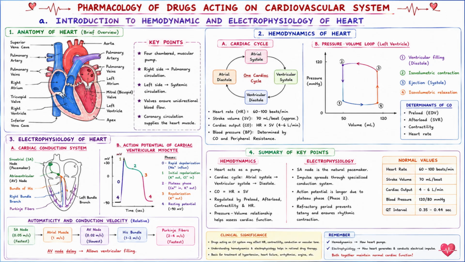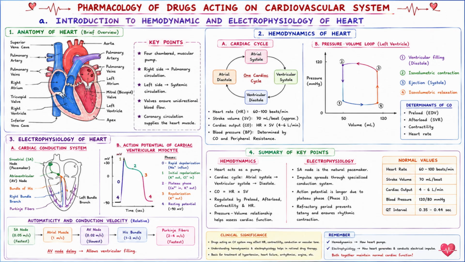Now let's understand hemodynamics. Hemodynamics is the study of blood flow and the forces involved in circulation. The cardiac cycle consists of 2 main phases: systole and diastole. Systole means contraction of the heart, while diastole means relaxation of the heart. A normal heart rate is about 60 to 100 beats per minute.